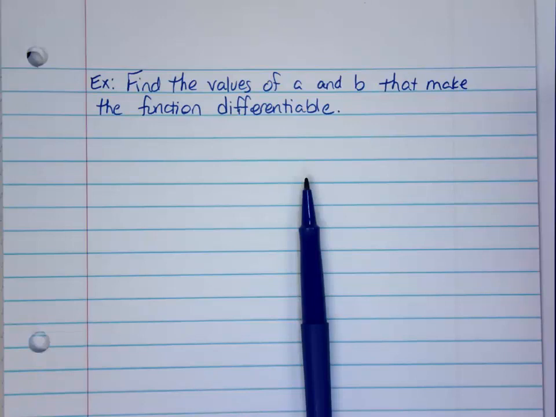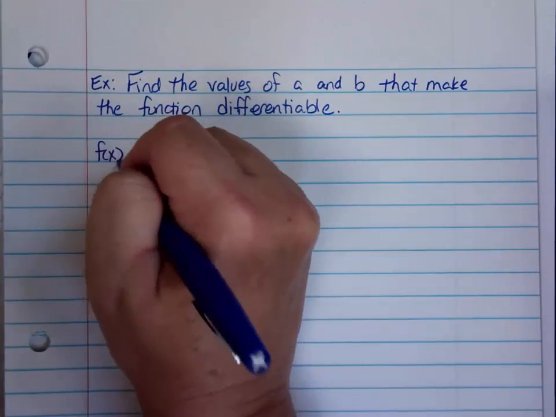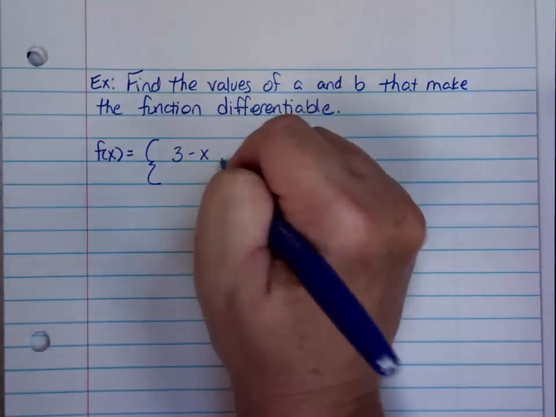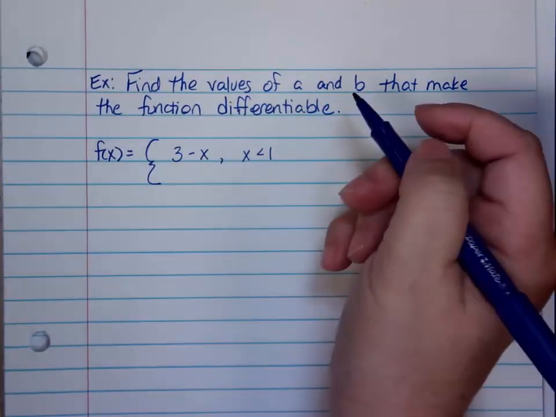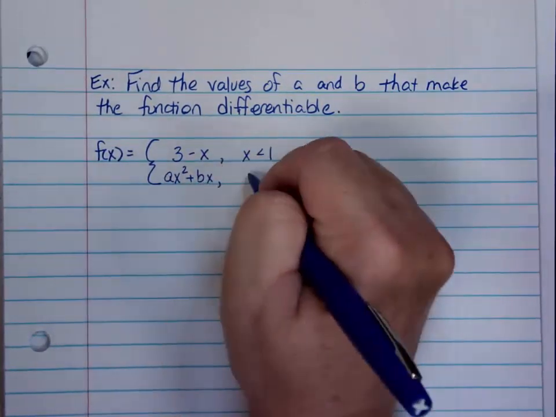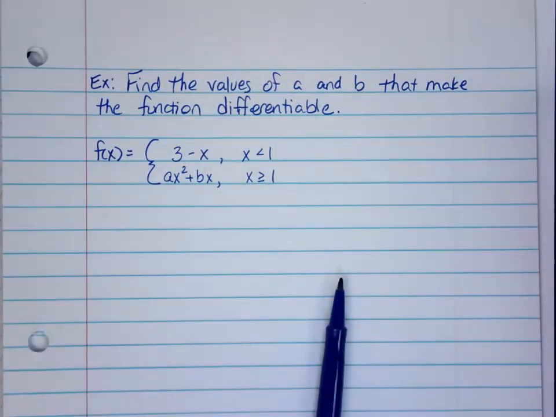Okay? So here is our function. f of x equals 3 minus x for x is less than 1, and ax squared plus bx for x is greater than or equal to 1. It says to find the values of a and b that make the function differentiable.